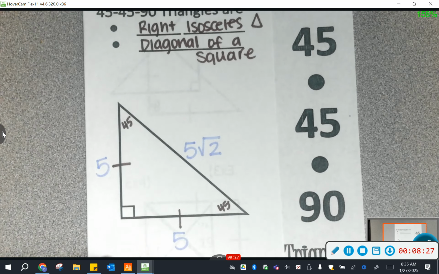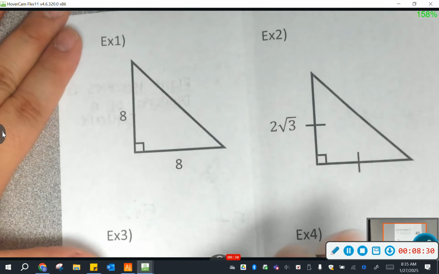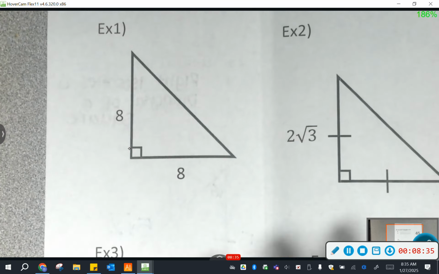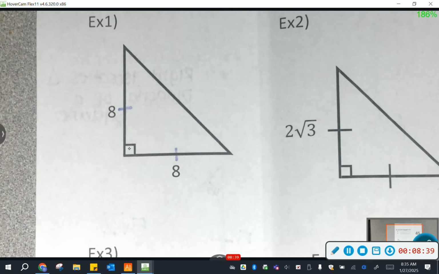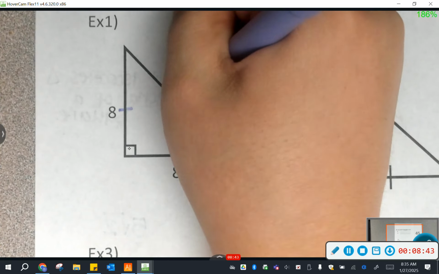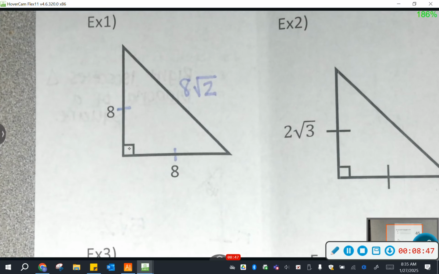Alright, open up your notes. Am I really going to give you a test question like number 1? Yes. You have 8 and 8. Put tick marks. They're the same. So what is my diagonal going to be? 8 square root of 2. Is it always going to be square root of 2? Yes. Every single time.